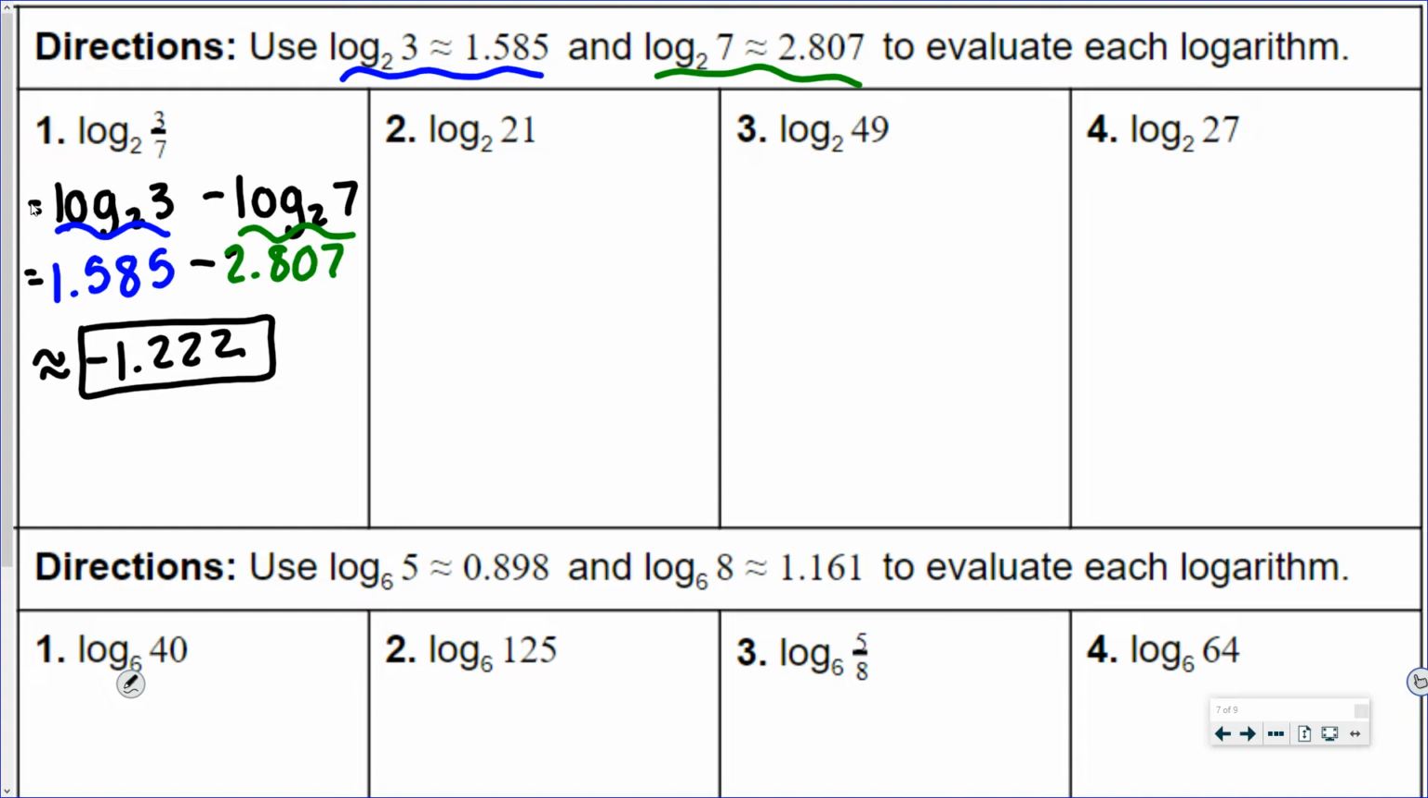So you're basically going to ask yourself on these problems, since we're given what log base 2 of 3 is and what log base 2 of 7 is, how could I rewrite whatever I'm trying to evaluate in terms of 3 or 7? And then we can use these properties. So how could I rewrite 21 using 3 and 7? 3 times 7, right? And then we can use product property.